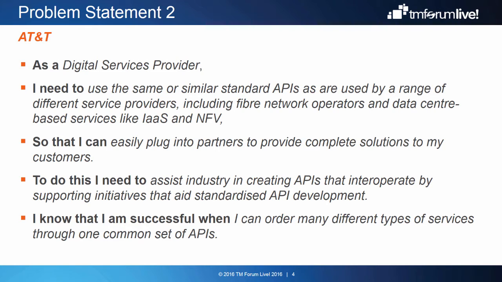AT&T's use case for this project. As a digital services provider, I need to use the same or similar standard APIs as are used by a range of different service providers, including fiber network operators and data center-based services like infrastructure as a service and network function virtualization, so that I can easily plug into partners to provide complete solutions to my customers. To do this, I need to assist industry in creating APIs that interoperate by supporting initiatives that aid standardized API development. I know that I'm successful when I can order many different types of services through one common set of APIs.